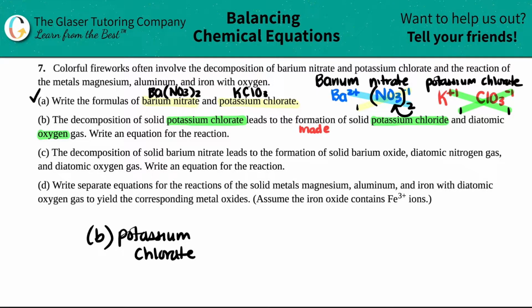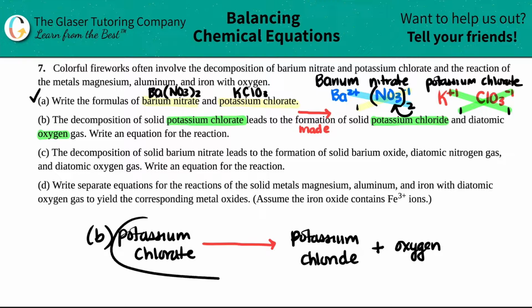That means that you have to put a yield sign here. When you form or you make something, that just means that you're putting a yield sign. And what are you making? Well, you're making potassium chloride, right? That was one guy. So potassium chloride, and diatomic oxygen gas. So, literally plus oxygen.